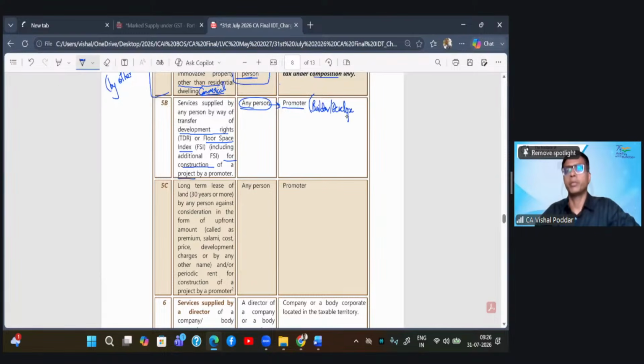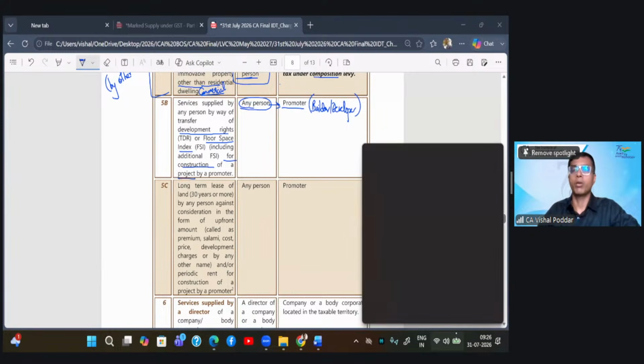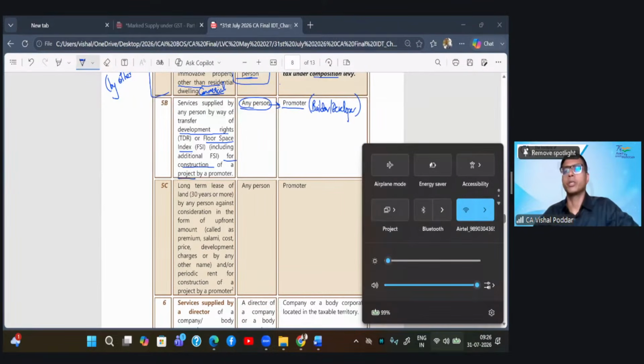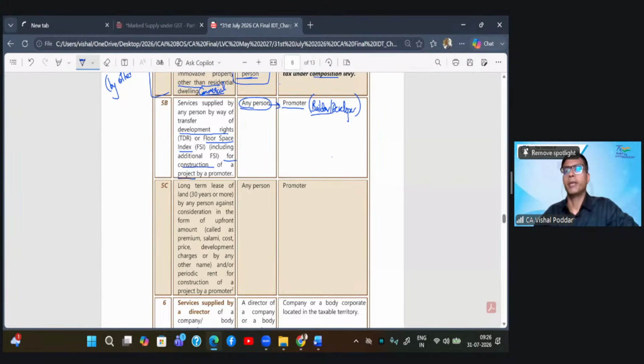In our law, for builder developer, they have used the word promoter. So I'm just specifying who is promoter. The promoter means the builder or developer who is required to do the construction. So that person is the recipient. Supplier can be any person.